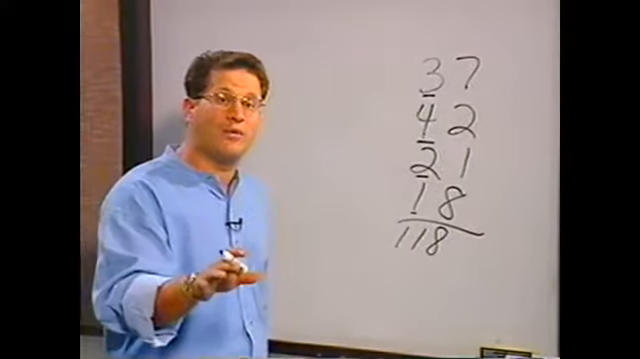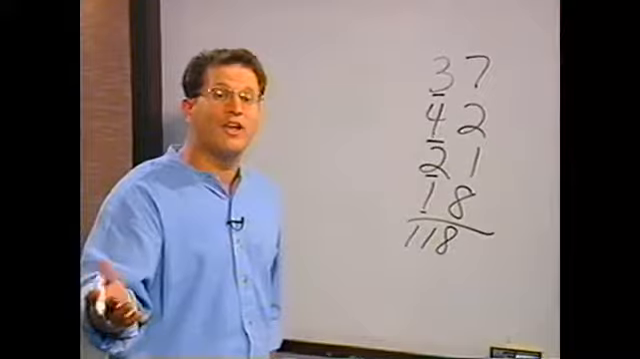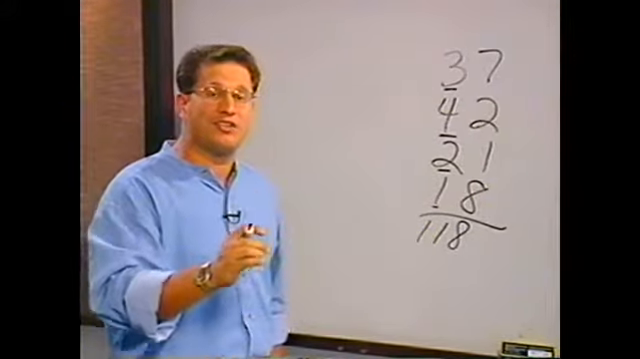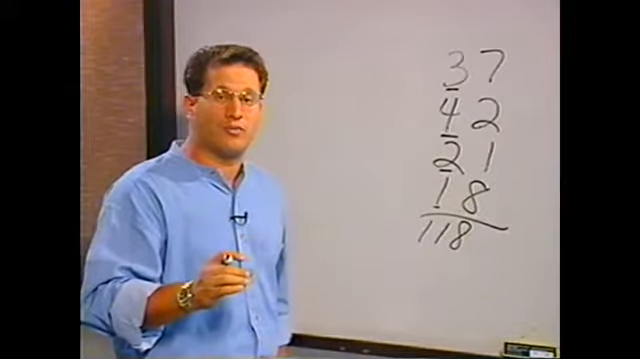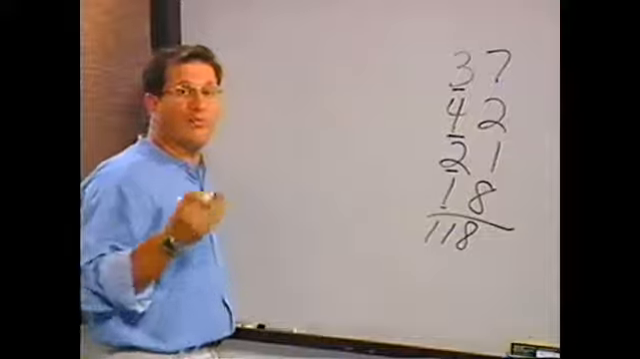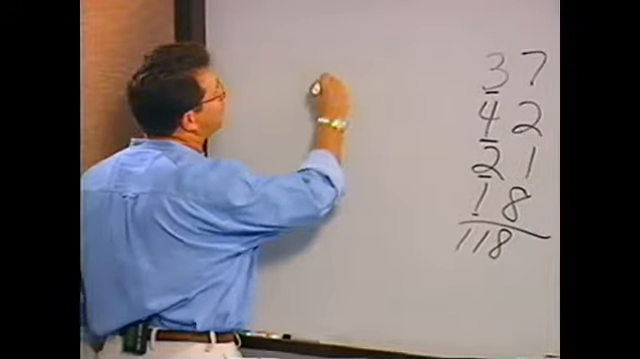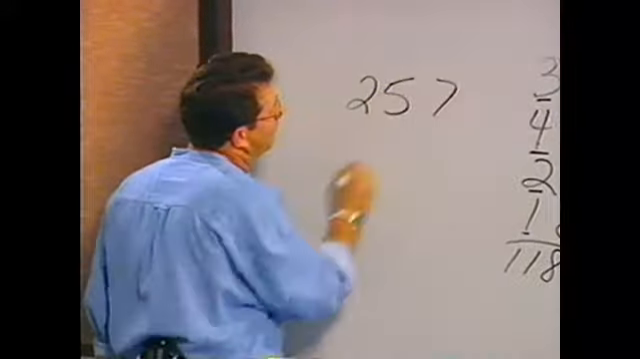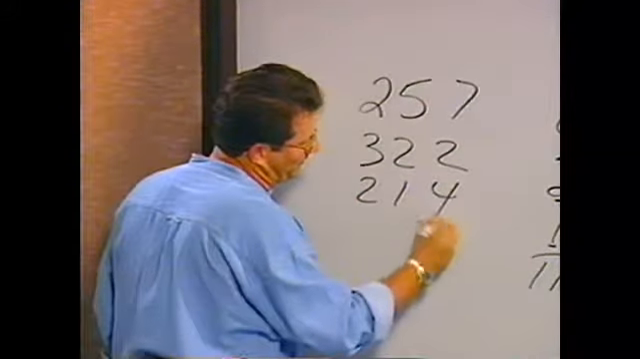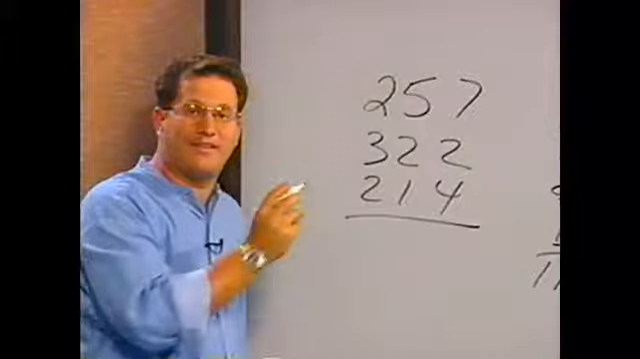All right? And if you're still having trouble with this, or if you forgot how to do it, please go back to the first section of this program and practice your addition. It's the most important thing you can learn in this program to make sure you can get through the rest of it. Now let's try one more, but this time with 3-digit numbers. How about 257, 322, and 214? Go ahead and give it a shot, and then we'll try it together in a second.